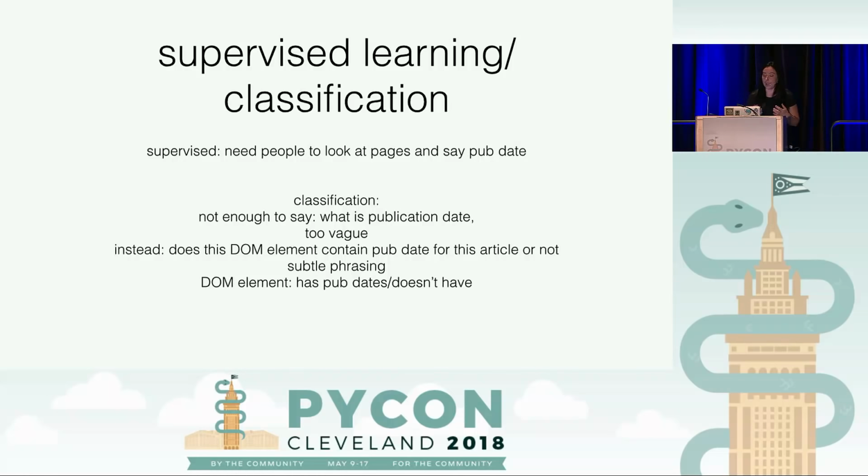So we're going to phrase it as, does this DOM element contain the publication date for this article or not? It's a subtle twist in phrasing, and it's a classification problem because we're classifying DOM elements that come from the page into this has a publication date, yes or no. So we're putting things into categories. That's why I call it classification.